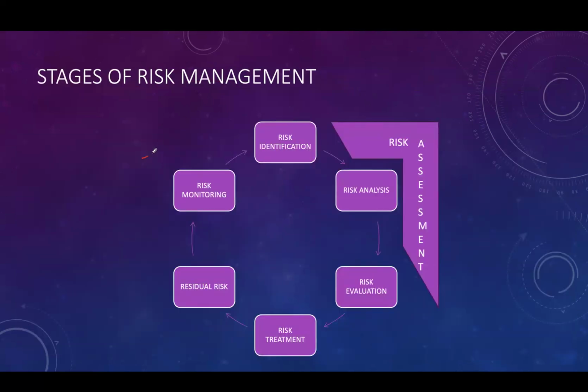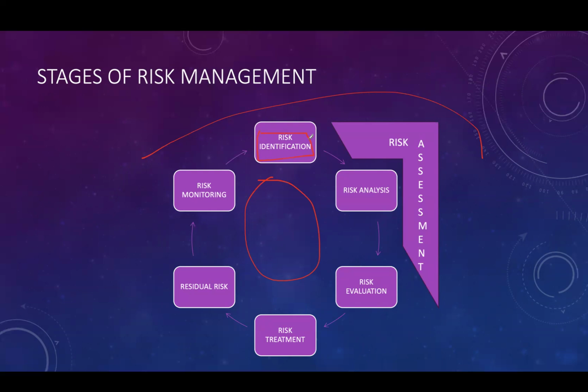Now this diagram is also very important. If you understand this diagram, you will understand the whole risk management process. So this is always a cycle. It keeps on going. So the first stage of risk management is risk identification. So we need to identify our risk.